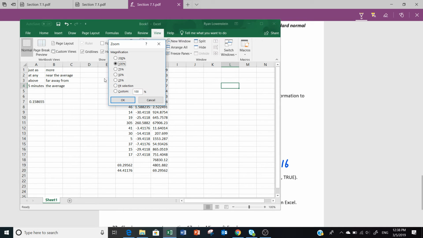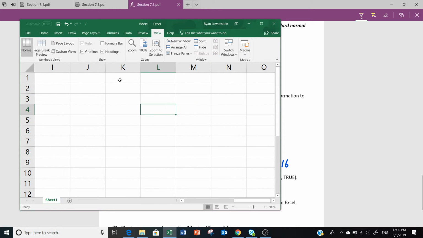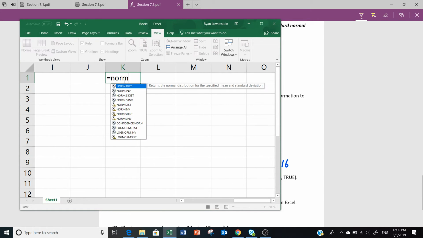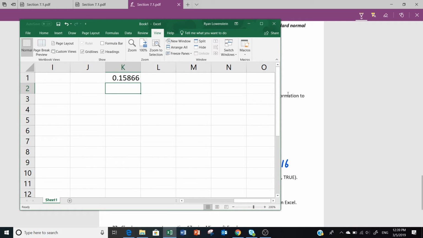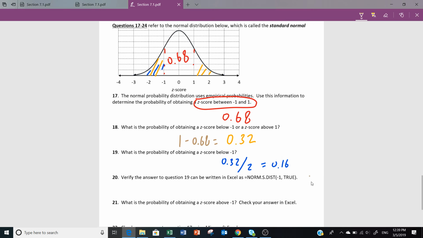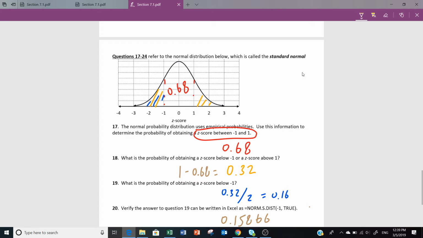Okay, zoom, 200%. So anytime it asks for the probability less than a number, use norm.s.dist of the z-score, which is -1, comma true. And we see that it's 0.015866. So going back to this one, 0.15866. And then above -1, well, again, I highly recommend doing this on the pictures.